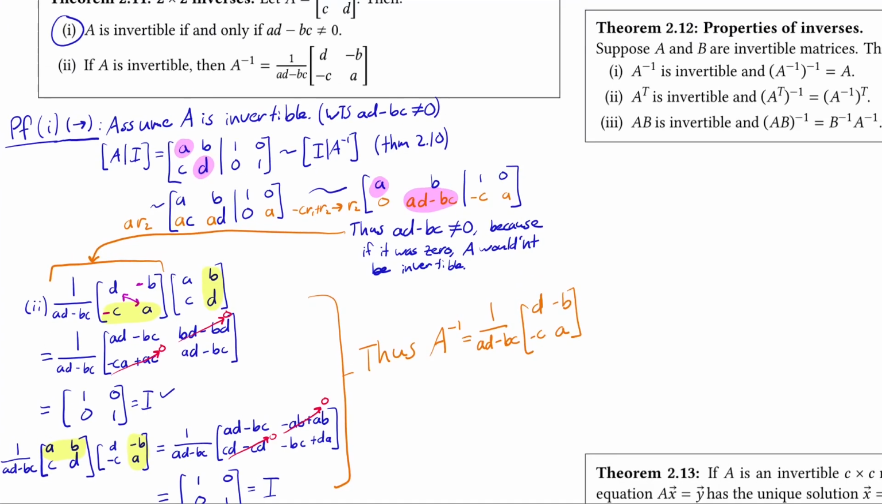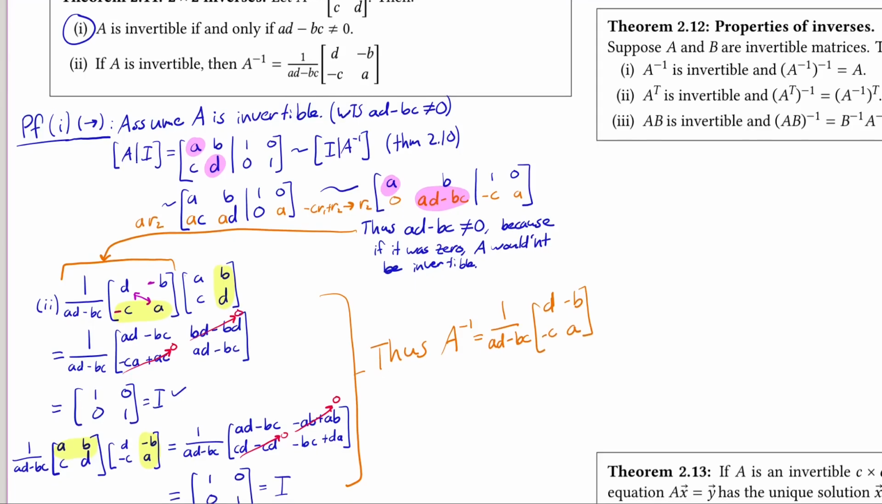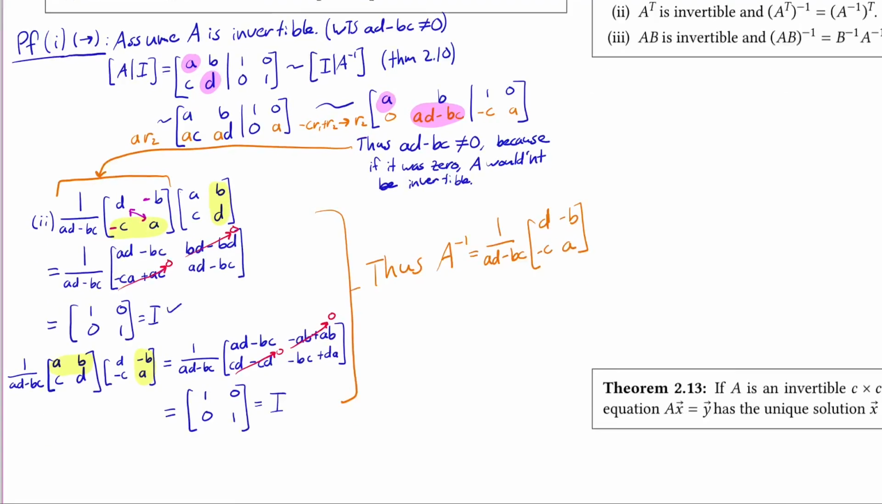And if we found the inverse, that means we've also shown that A is invertible. Just going from the fact that ad minus bc is not 0, that showed us how to get the inverse, which means we can conclude that A is invertible. So that also actually proves the other direction of part 1.